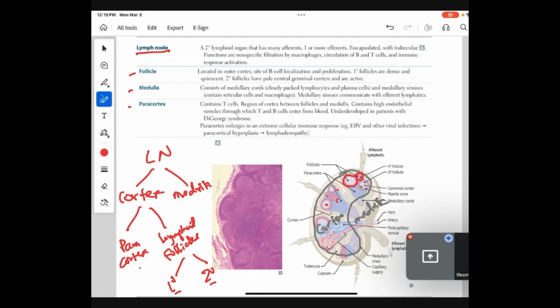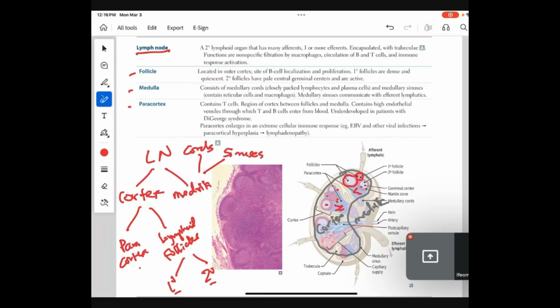And then where's the paracortex? The paracortex is this pale blue region that surrounds the follicles. Now this is very important. I'm taking my time to explain all of this because you could get questions that ask you about all these different locations, what cells are found in those locations, and what disease processes can affect them. Then your medulla is also divided into two parts. It has the medullary cords and the medullary sinuses.